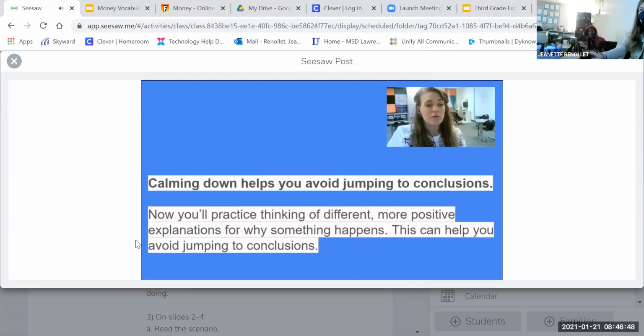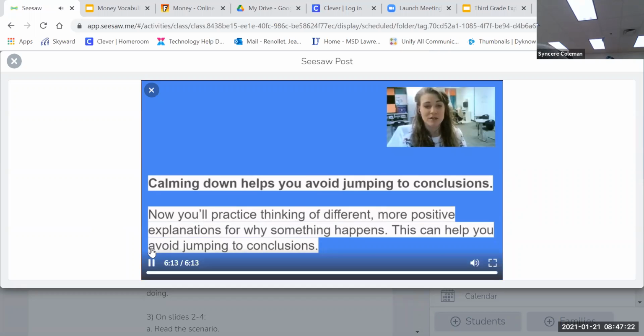Calming down helps you avoid jumping to conclusions. This also helps you avoid further hurting your feelings. You can think clearly once you've calmed down your strong feelings. You might guess wrong about what happened if you don't take time to calm down. Once you calm down, you can focus on thinking of other explanations and getting the right information. Then you won't jump to conclusions. Now you're going to practice thinking of different, more positive explanations for why something happened. This can help you avoid jumping to conclusions.